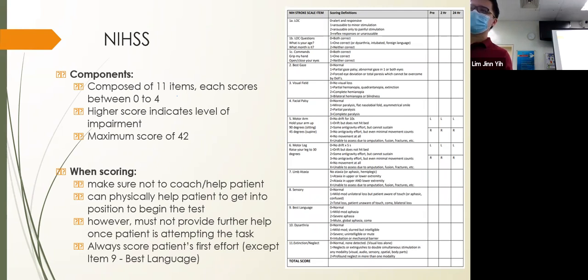So always get your NIHSS score done, but when you suspect posterior circulation infarct, if your NIHSS score is 0, it doesn't mean the patient is okay. The complications will be severe as well. Okay. Any other questions? Any additions from the specialists, registrars, students, housemen, MOs, nurses?